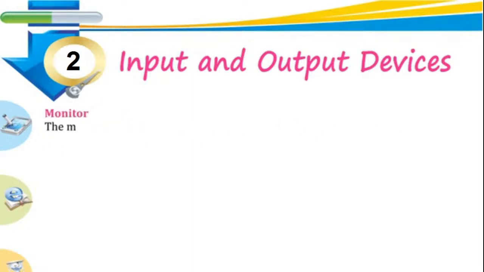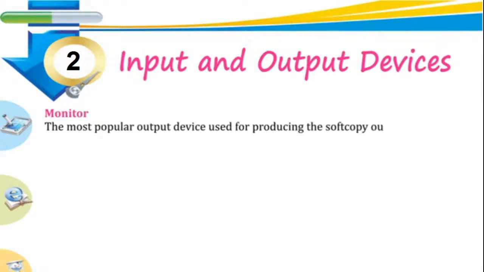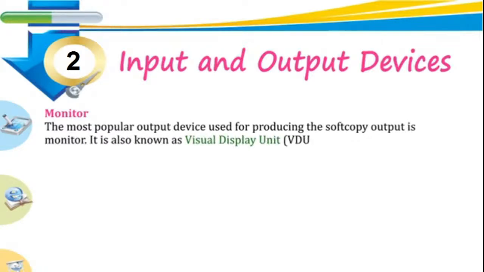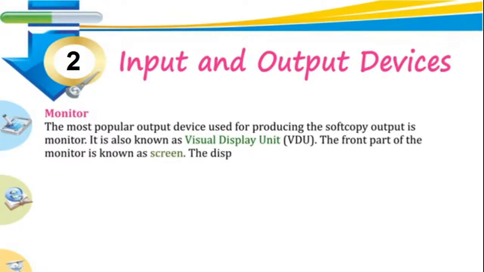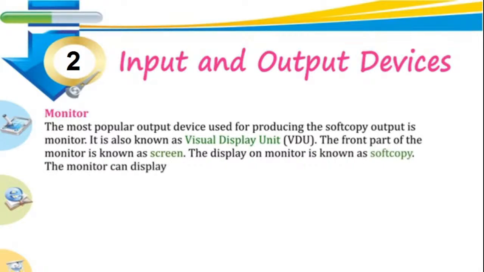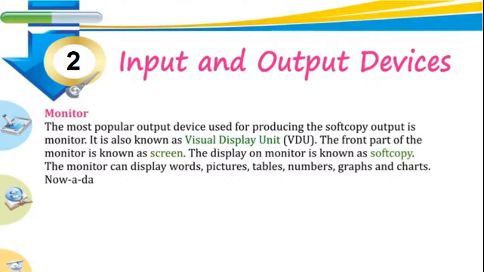Monitor. The most popular output device used for producing the soft copy output is the monitor. It is also known as Visual Display Unit, VDU. The front part of the monitor is known as screen. The display on monitor is known as soft copy. The monitor can display words, pictures, tables, numbers, graphs, and charts.